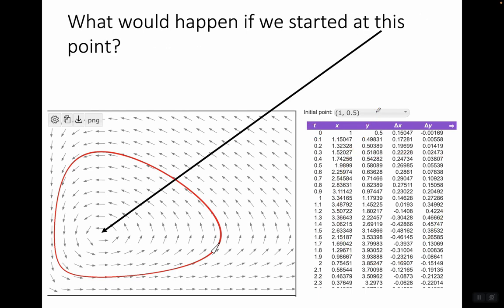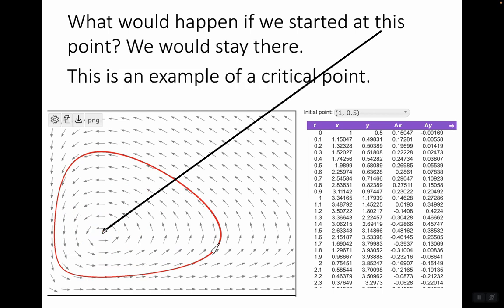What would happen if we started at this point? Well, we know what happens if we start here. We're going to go around like that. And if we start here, we're going to go around like that. If we start here, we'll go around like that. If we start at this point, smack dab in the middle, we would just stay there. We wouldn't move at all. We'd be forever fixed, for all eternity.